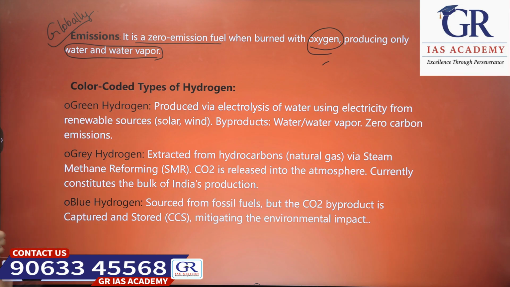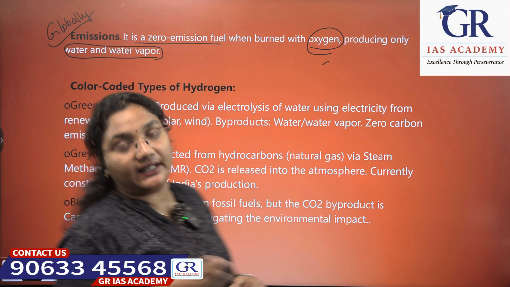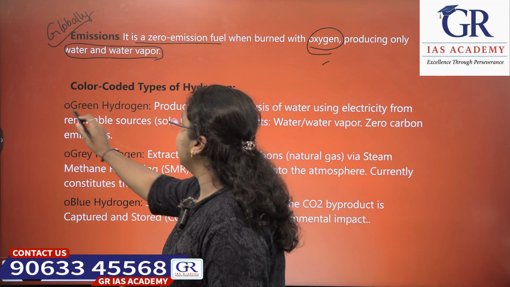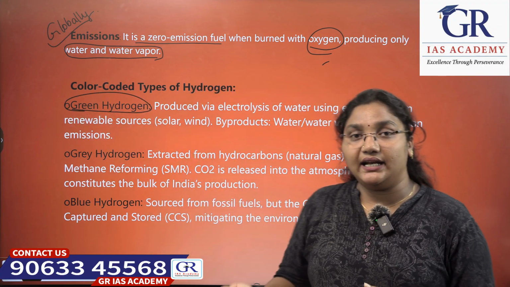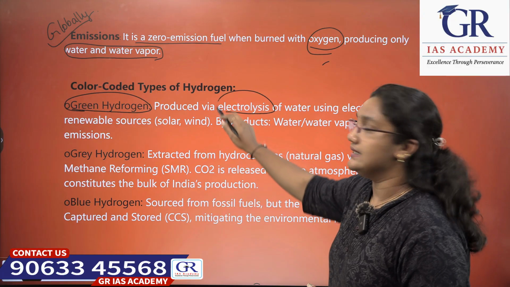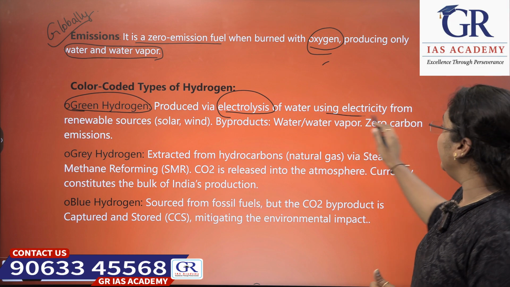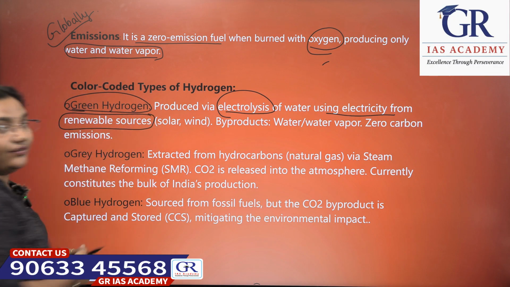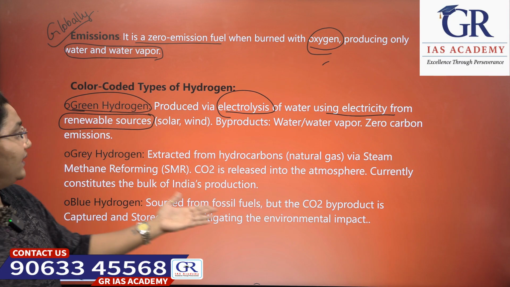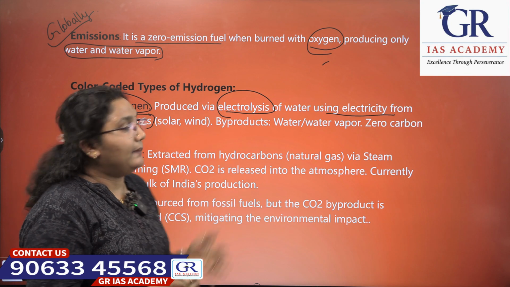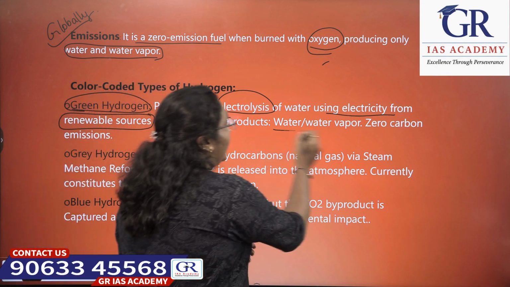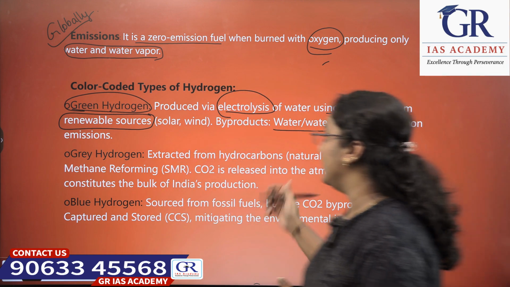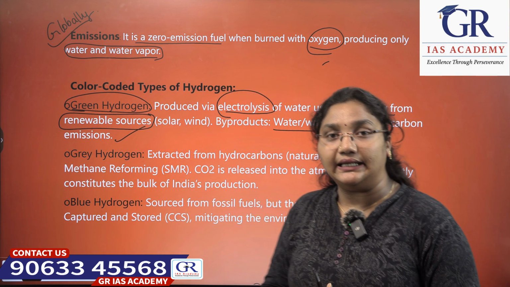Next, based on the color code, hydrogen is of different types. Let's see what those are. The first one is green hydrogen. What is green hydrogen? It is produced via the electrolysis of water using electricity from renewable sources like solar and wind. The byproducts are water or water vapor, so it has zero carbon emissions. This is what we call green hydrogen.